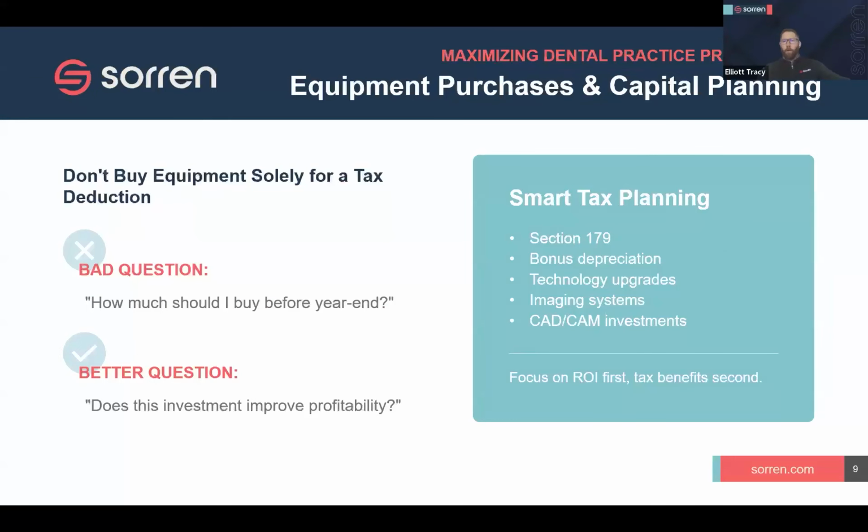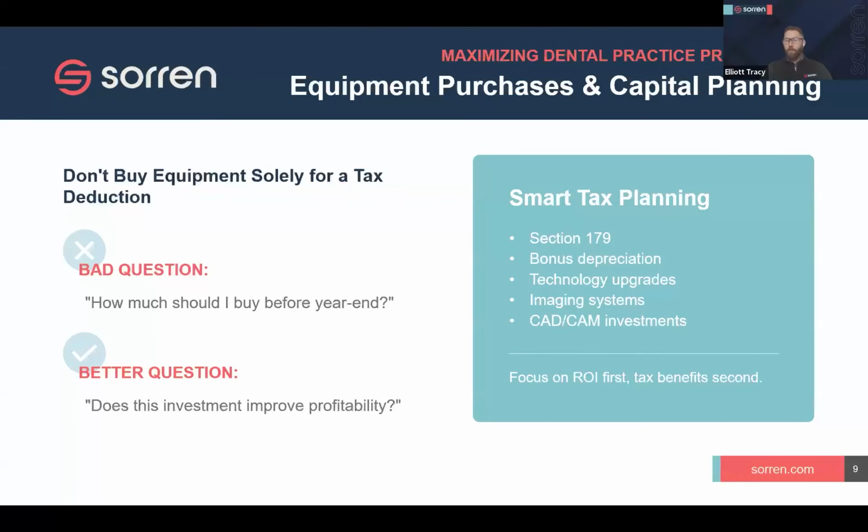We talked about equipment purchases, and I feel very strongly about this because there are some benefits. You have Section 179, which is immediate expensing of the cost of the asset. Bonus depreciation. Right now, we're in a 100% bonus depreciation environment, which means you also get to deduct 100% of the cost in the first year. They have different results. 179 cannot create a loss. Bonus depreciation can create a loss.